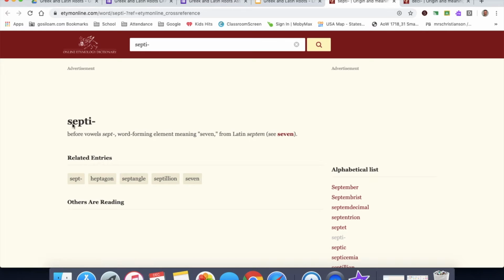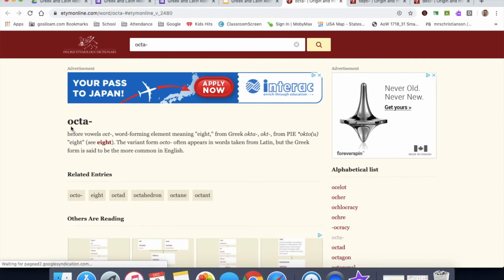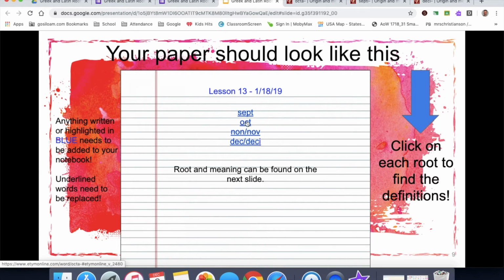Septa, or before the vowels were changed, sept, meant seven, and it came from the Latin septum, so seven. That's our first root. Then if we click on oct, it came from octa, but before the vowels were added, it was just oct, and it was Greek for 8. So we jumped from Latin to Greek, and then non-nov.